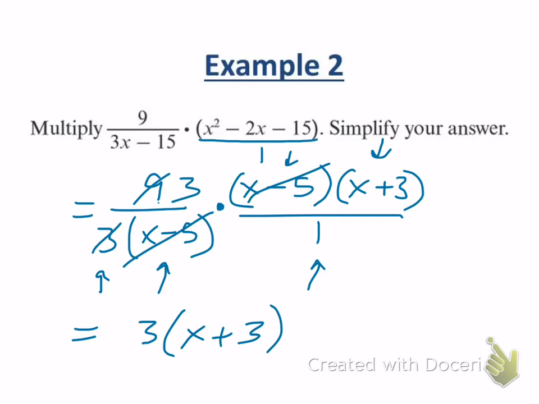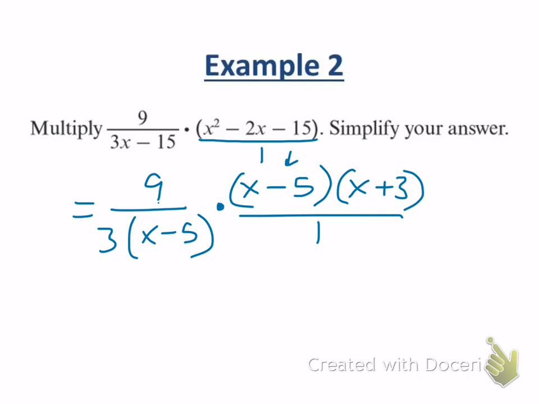Wait, why is there a 3 there? Because this 3 in the bottom canceled with 3 in the top. No, how's there a 3 in the bottom if you simplified 3x minus 5, wouldn't that be just x minus 5? Because you have to take the 3 away. I did. Where did I take the 3 away from?